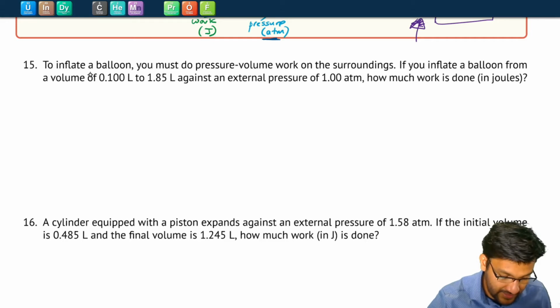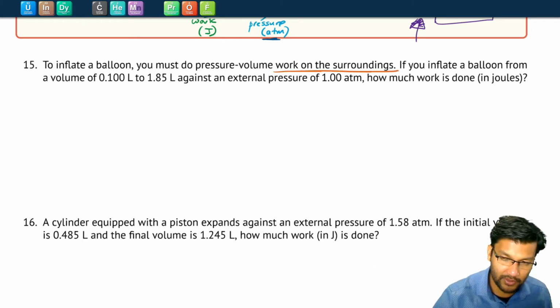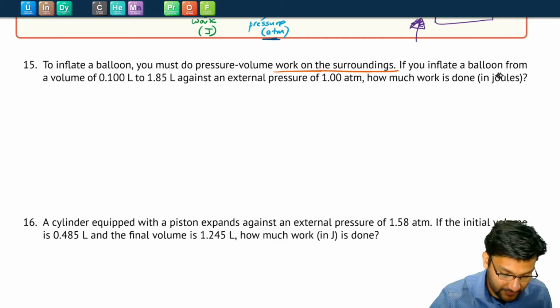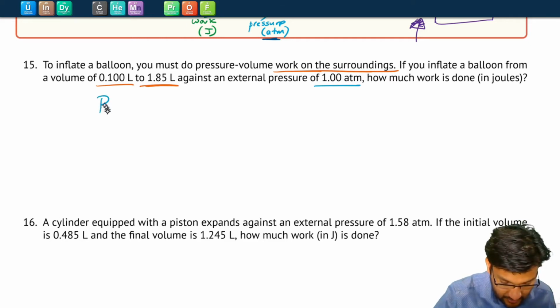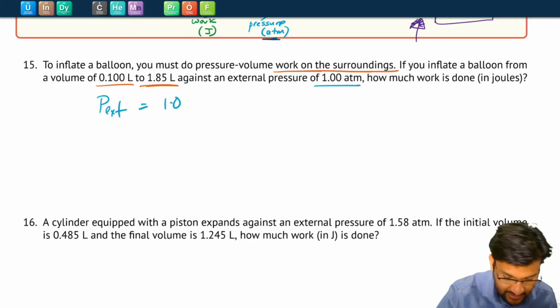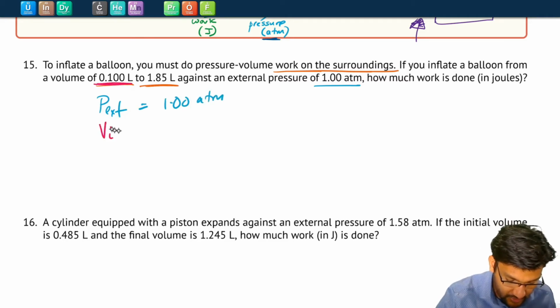Okay, in number 15, we're inflating a balloon and we did pressure volume work on the surroundings. So the balloon did work on the surroundings. You inflate the balloon from a volume of 0.100 liters to 1.85 liters, and the external pressure was 1.00 atmospheres. So let's write those down. Our external pressure was 1.00 atmosphere, which is atmospheric pressure. Our initial volume, V initial, is going to be 0.100 liters. Our final volume will be 1.85 liters.